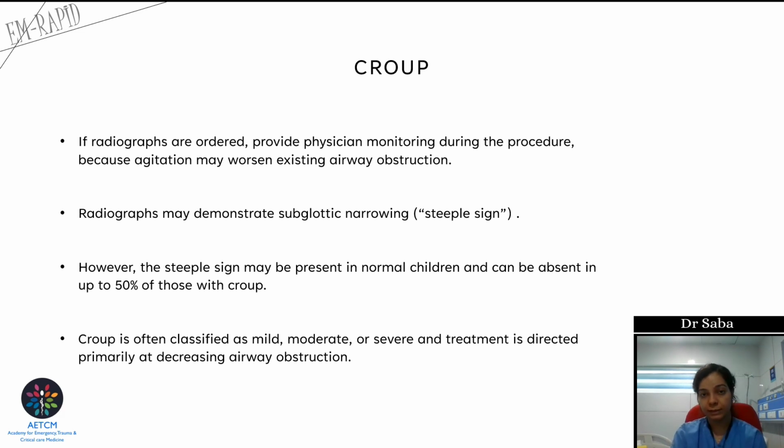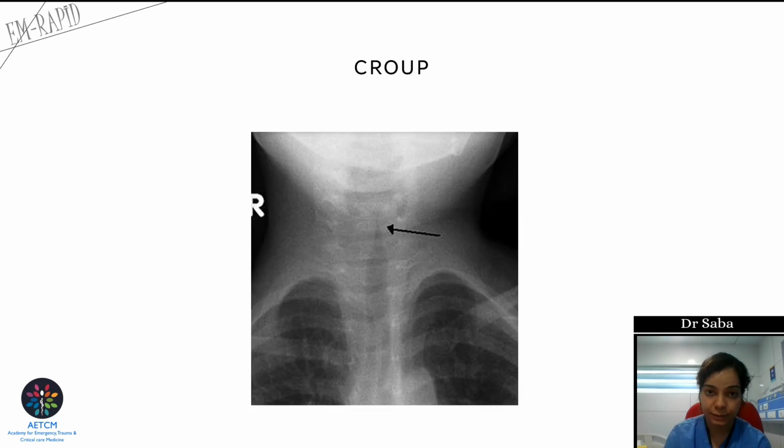Then using the Westley severity score of croup, we classify the child as mild, moderate, or severe, and depending on that our treatment varies. Now as we can see, this is the subglottic area and it has been narrowed, so this is the steeple sign. It can also be absent in 50% of the patients presenting with croup.